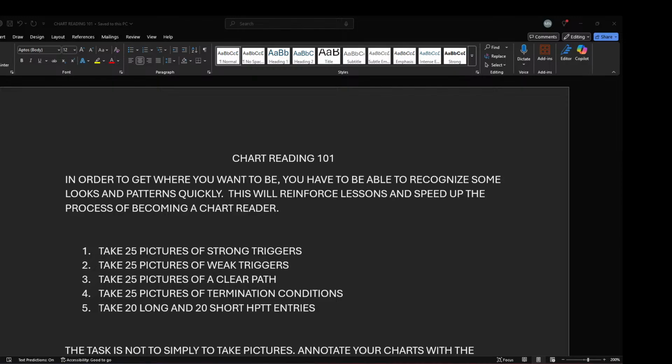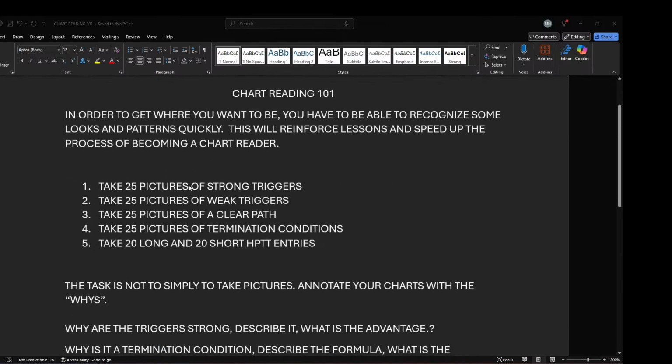And Chart Reading 101 is the brainchild of me. And I did this because what I found is that a lot of times people were making mistakes on strength and weakness, and people were making mistakes on a clear path versus a termination. So I said, instead of trying to find them all together, let's find them individually. So this is designed to turn you into a chart reader. And becoming a chart reader is what turns you into a day trader.